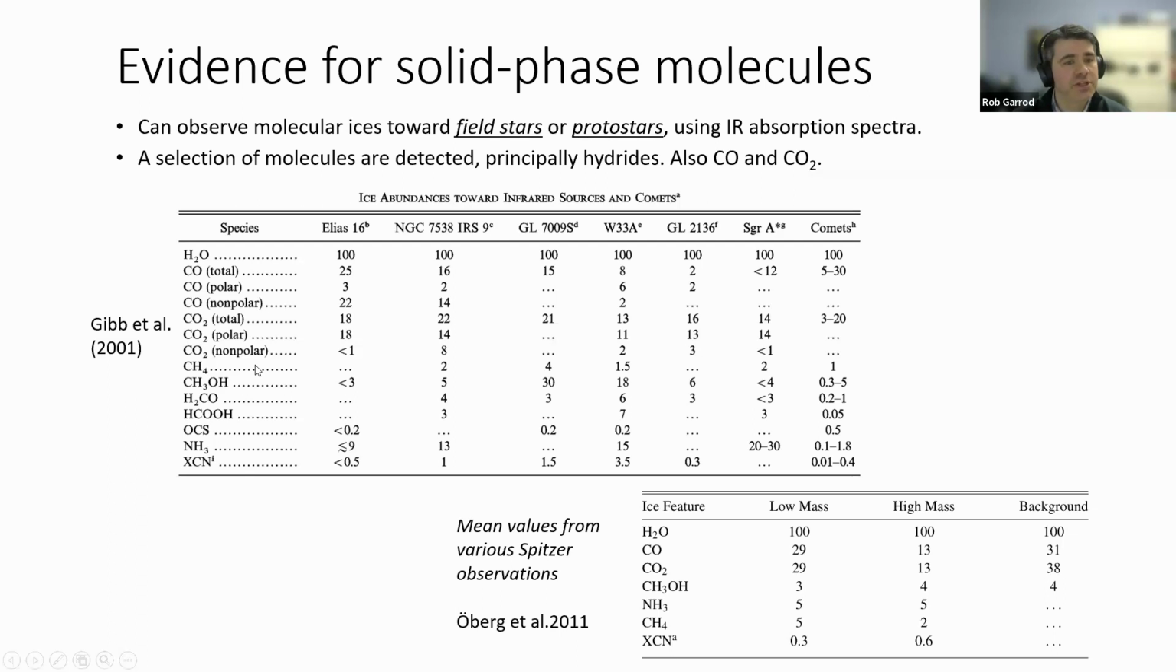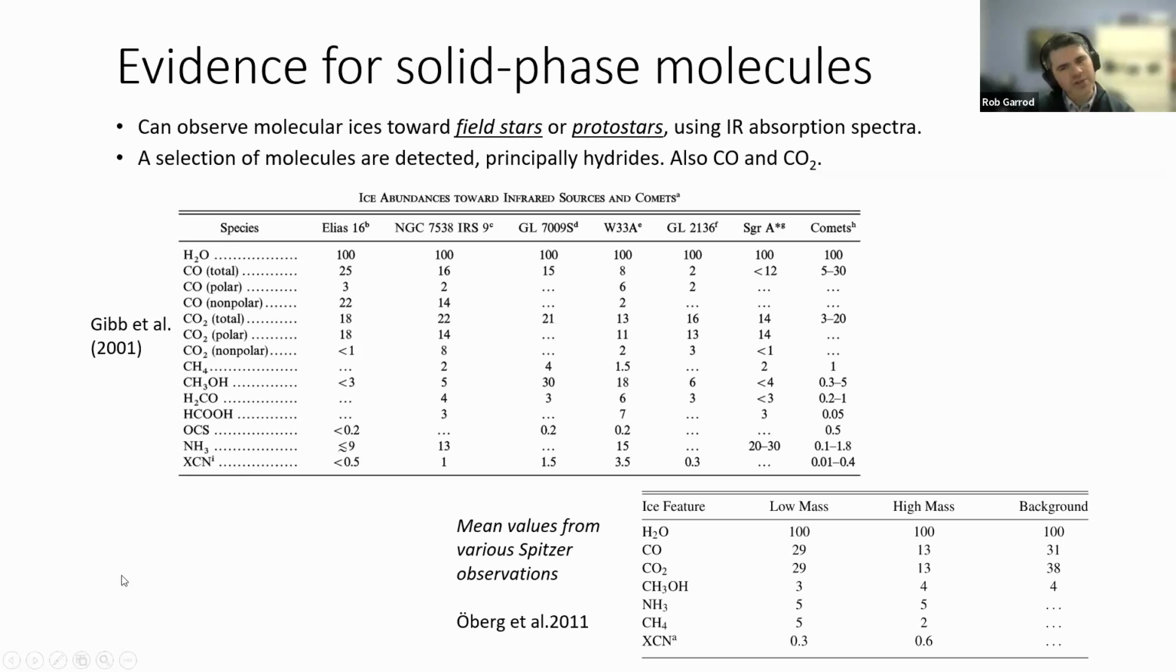Or they may just mix with themselves. They may self-segregate into CO regions, or CO and CO2 rich regions. We also have smaller amounts of other hydrides, so methane, not always detected in every source. Methanol certainly, and in fact, methanol abundances can get as high as about 30% with respect to water, and a few other things.